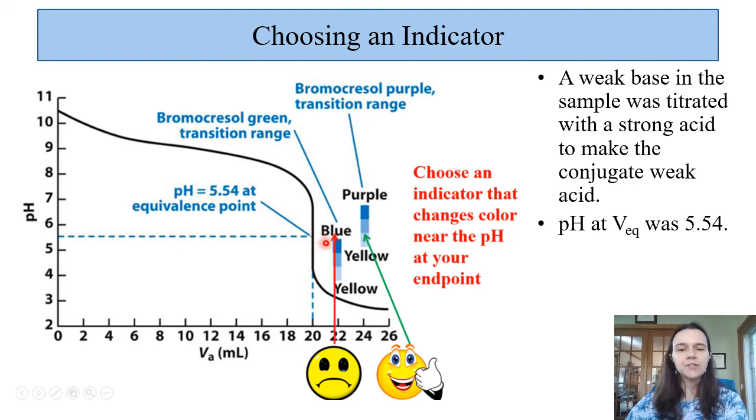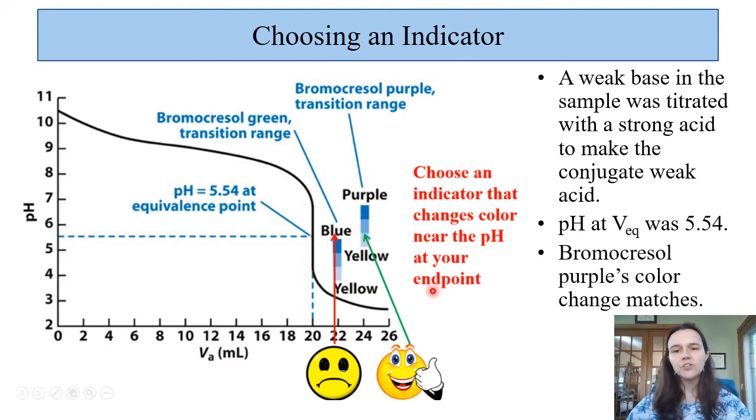Of the two options here, bromocresol green has a transition range from blue to yellow, but it's going to be blue at the equivalence point, and it's not going to change over to yellow until you've overshot the equivalence point by a certain amount. However, bromocresol purple has a transition range from purple to yellow that lines up nicely with our equivalence volume. And so the color change matches, in terms of the pKa right here, the pH when you are at the equivalence volume.